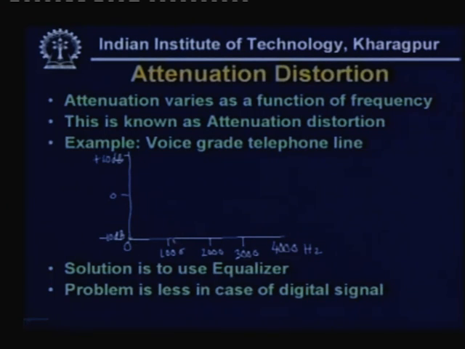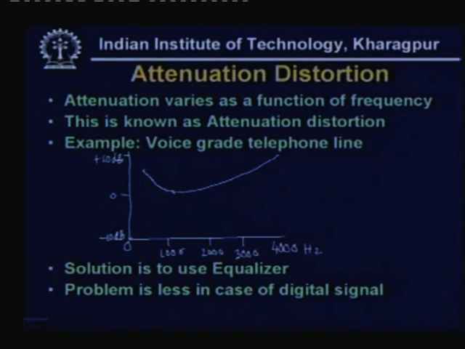With respect to 1000 hertz, it is shown that at 1000 hertz it is 0, so it will be somewhat like this. So we see that attenuation is increasing at lower frequencies, and attenuation is increasing at higher frequencies. So the higher frequency components will be attenuated more than the frequencies around this region. That means the lower frequency components as well as the higher frequency components will be attenuated more than this central part.